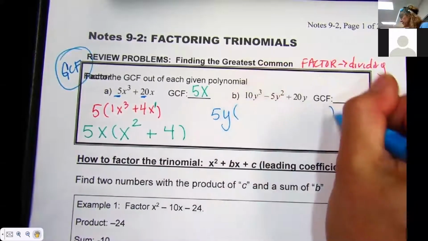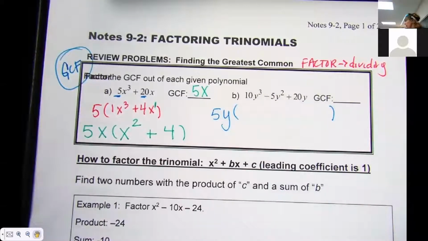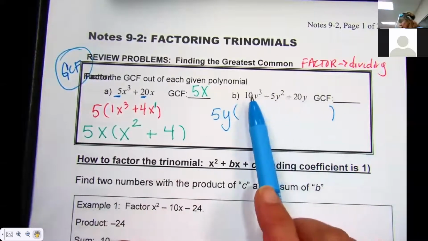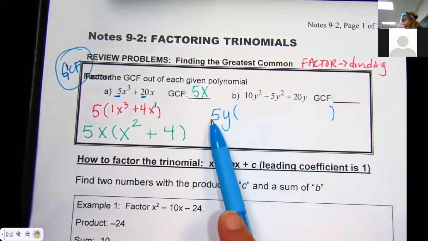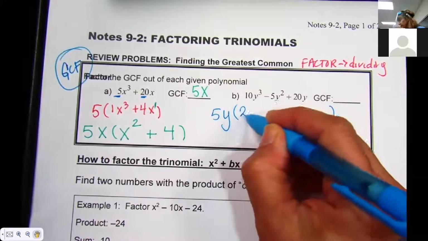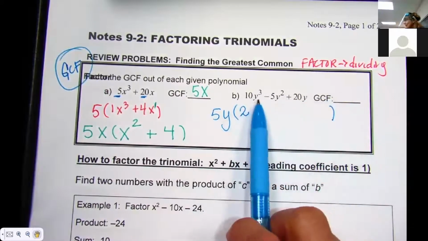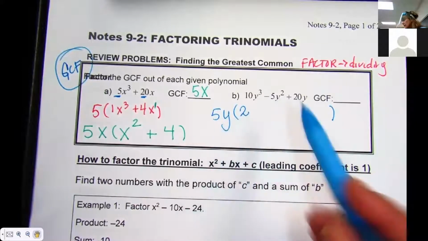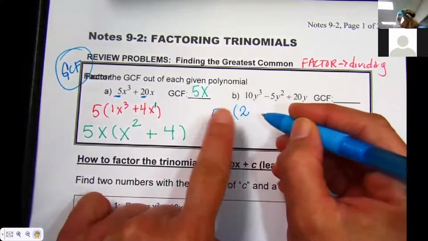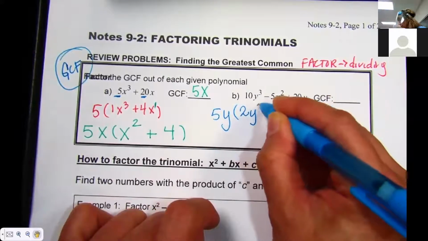So now I'm going to draw some parentheses, and y'all, I'm going to divide. I take the original number, 10 divided by 5 is a positive 2. And that 10 used to have 3 y's, but remember, we're taking a y out. So the y is decreased by a single y. So we're going to write y squared.